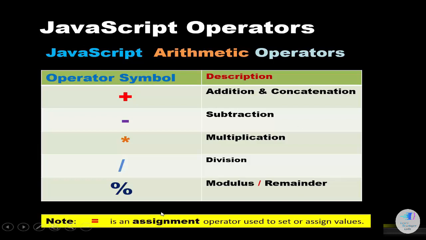Please note there is an assignment operator. This sign here, the equals sign, refers to an assignment operator. It is used to assign values or set a variable in JavaScript. So anywhere you see the equals sign in JavaScript, it is known as an assignment operator. It doesn't mean equals to. Equals to in JavaScript uses a different symbol, but where you see this one, it means an assignment. It is setting a value or assigning a value.